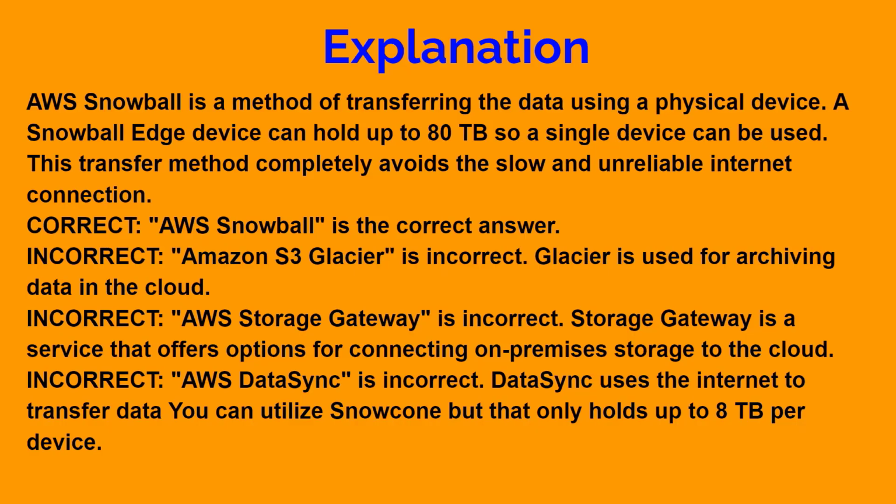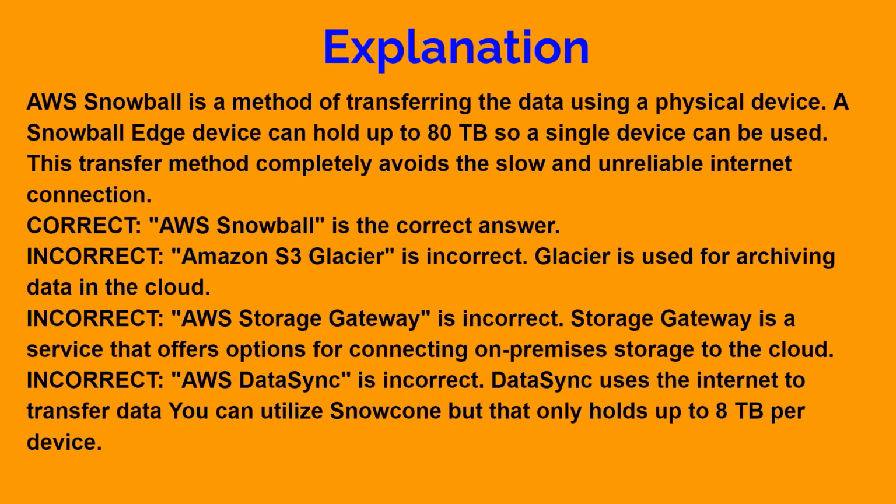Explanation. AWS Snowball is a method of transferring the data using a physical device. A Snowball Edge device can hold up to 80 terabytes, so a single device can be used. This transfer method completely avoids the slow and unreliable internet connection. Correct. AWS Snowball is the correct answer.